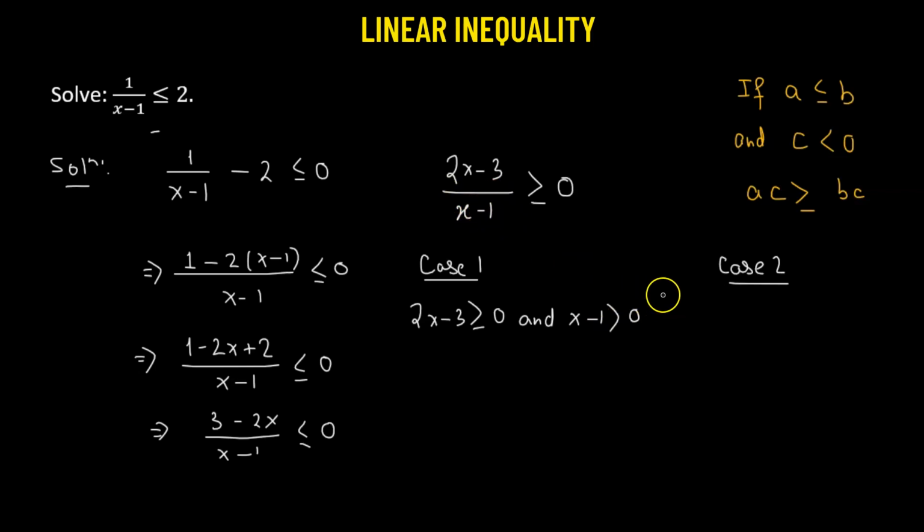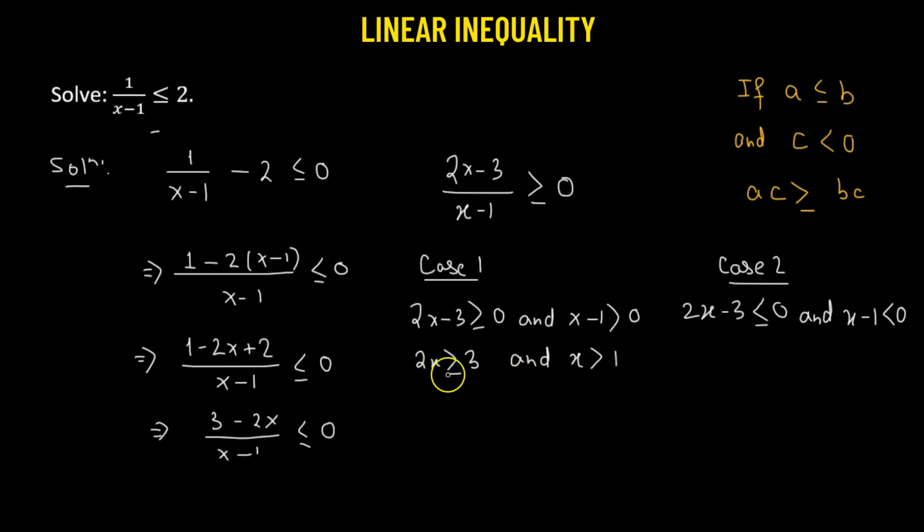That's because if we take x minus 1 to be equal to 0, we'll have division by 0, which is not allowed. And in case number 2, when both of them are negative, that means we have 2x minus 3 is less than or equal to 0, and simultaneously x minus 1 is also a negative number. Here again, we're using the same logic that the denominator cannot be 0. Now we have negative divided by negative. That will make this particular linear inequality valid. Now let's try to solve each of the two cases independently.